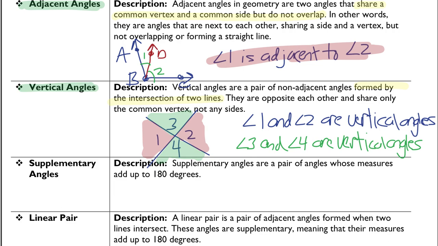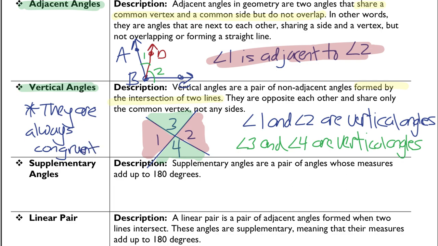Now, another very important thing, and we'll hopefully see this in a little bit and kind of self-prove it with some examples: vertical angles are always congruent. They're always the same size, same shape, same everything.